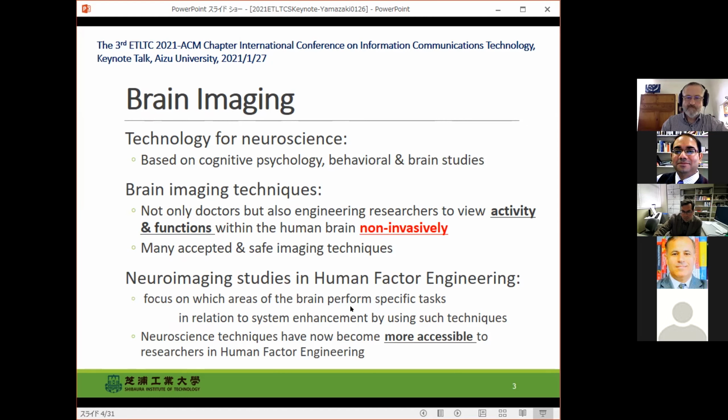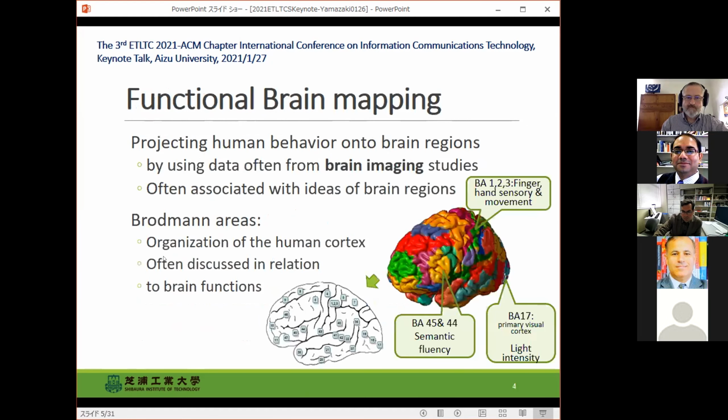So I'd like to talk about two kinds of basic theories for brain imaging, and one is functional brain mapping. Probably you've seen this color picture, which corresponds to these numbers. These are called Brodmann areas.